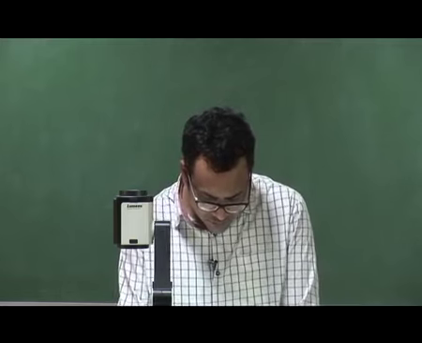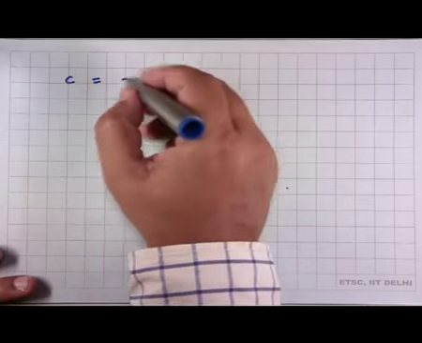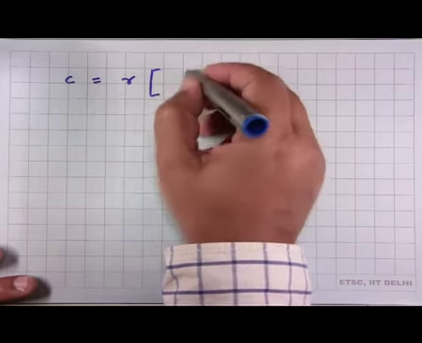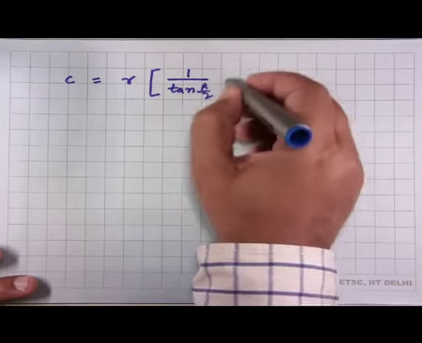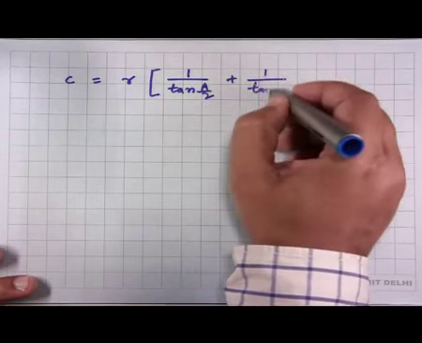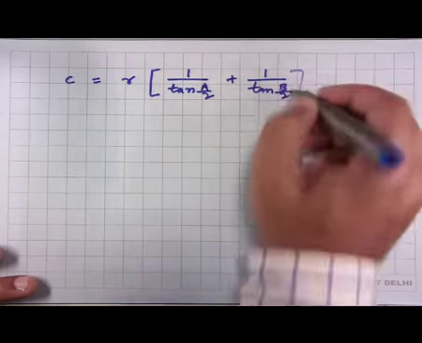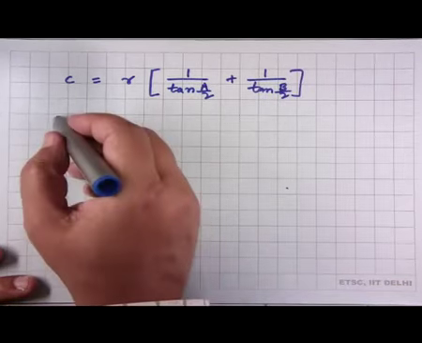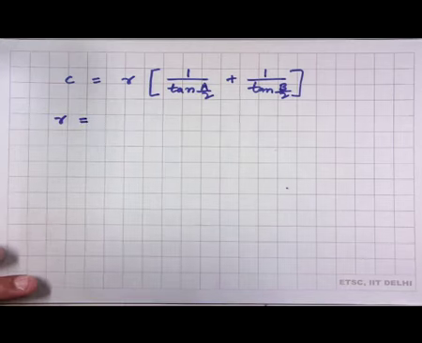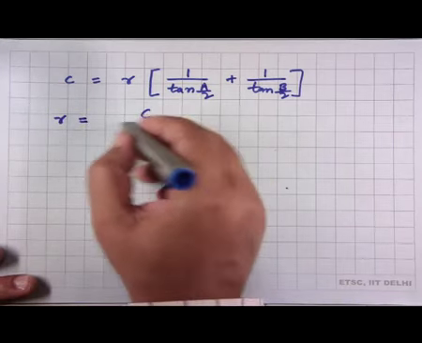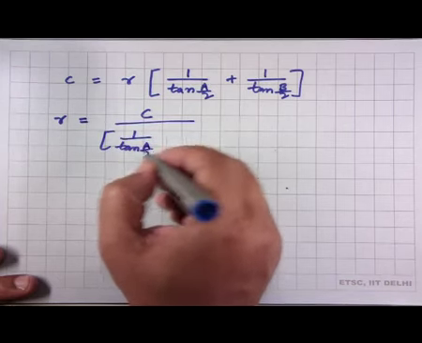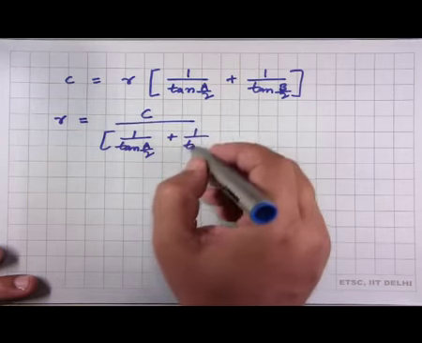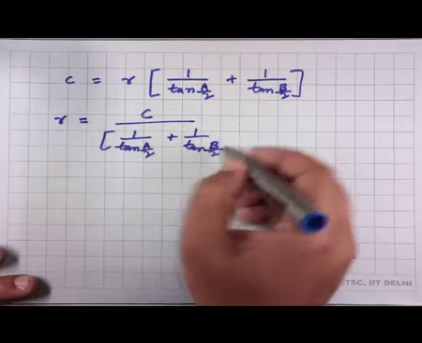So, we take this over to the next slide. So far what we have got is that c is equal to r times 1 over tan of A by 2 plus 1 over tan of B by 2, and therefore, from here it follows that the radius of the incircle r is equal to c upon 1 over tan A by 2 plus 1 over tan B by 2.